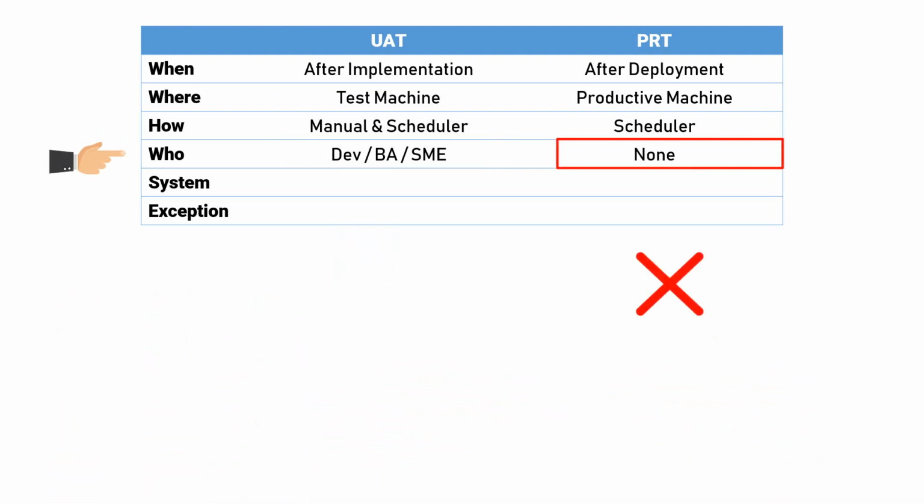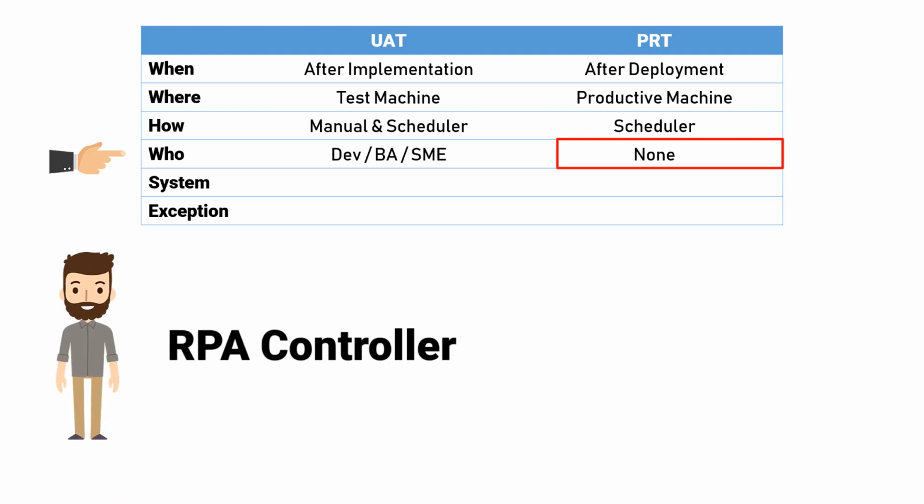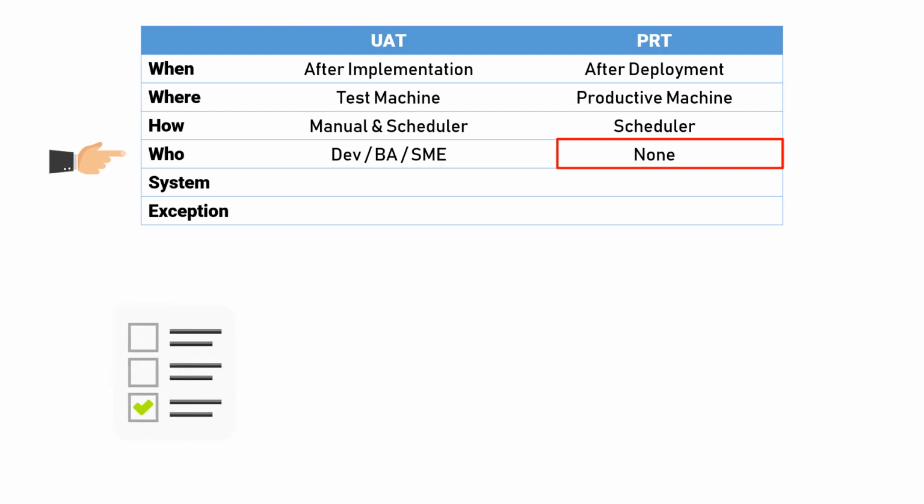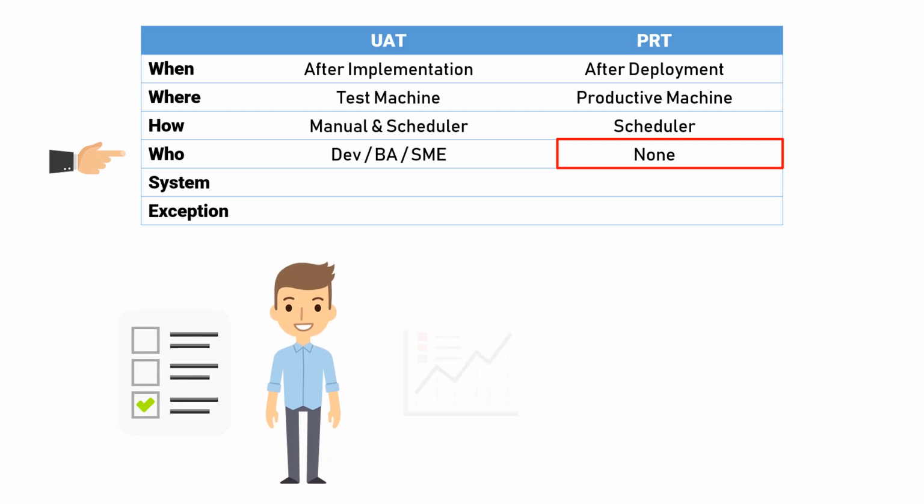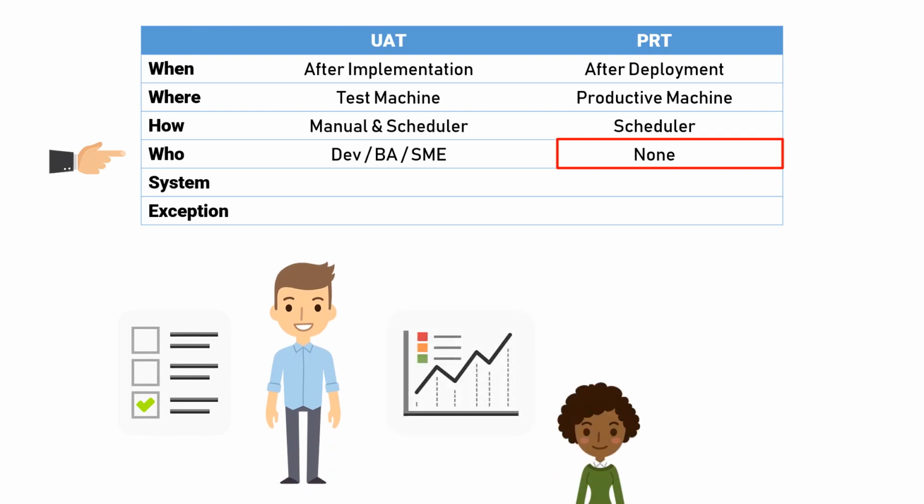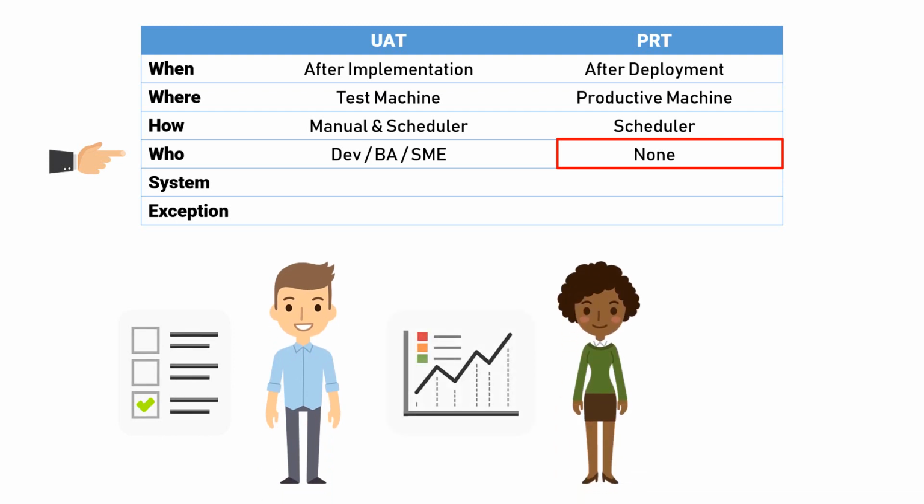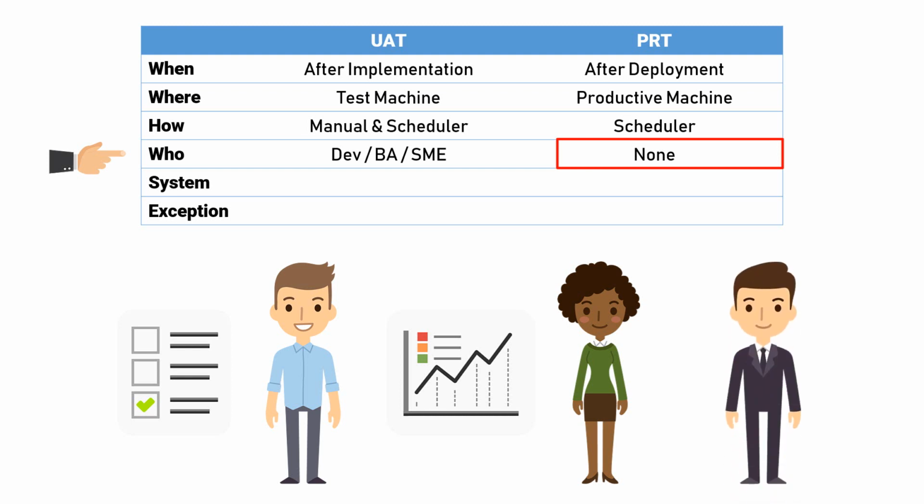Nobody will take part in the PRT, because the bot is started on the productive machine, without anyone having to do anything on the bot. The bot is started by the RPA controller. When the run is finished, the developer will prepare the results and pass them to the business analyst, so that the business analyst can forward the results to the SMEs. The SMEs check the results, and report back to the business analyst.